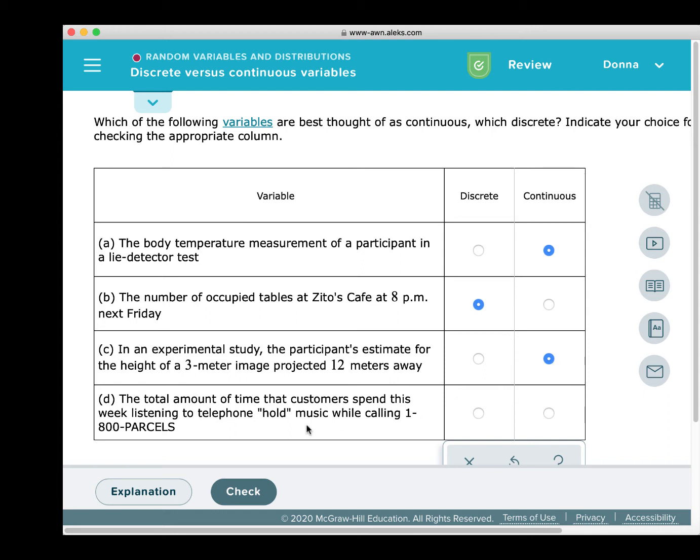All right, the amount of time that customers spend this week listening to telephone hold music while calling 1-800-parcel. So how long you're on the phone. You could be on there a minute, or a little more than a minute, or a little bit more than a minute and a half. And so that takes on a range of values. So that would be continuous.